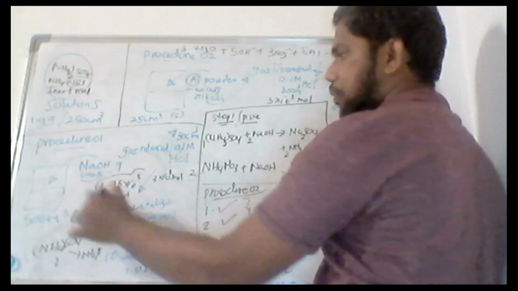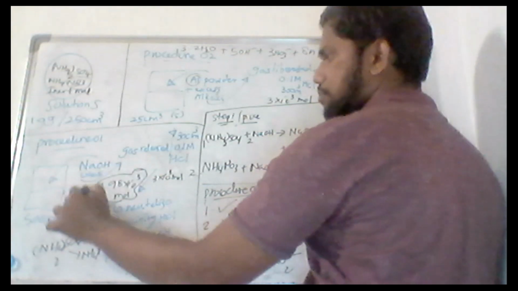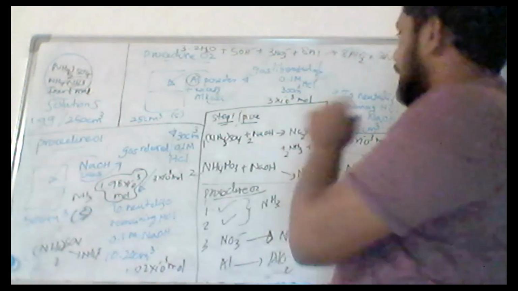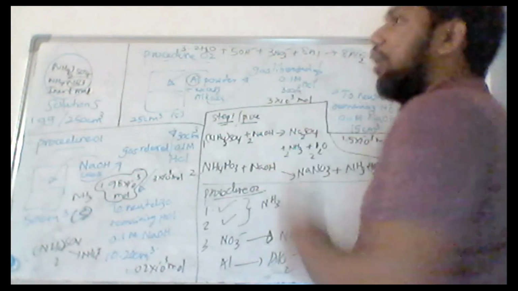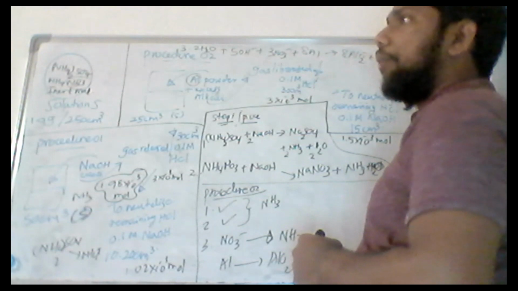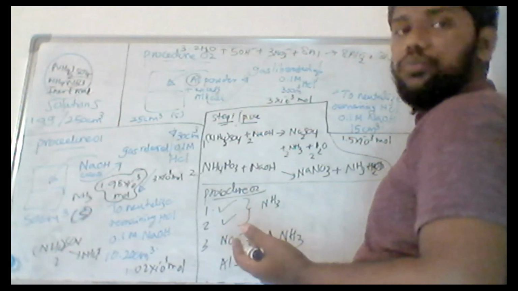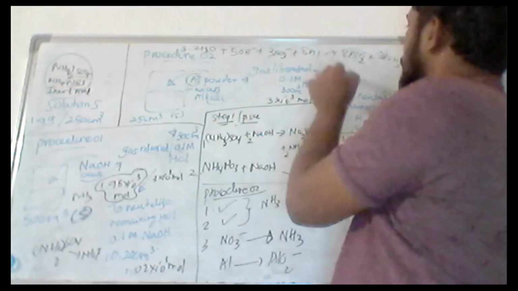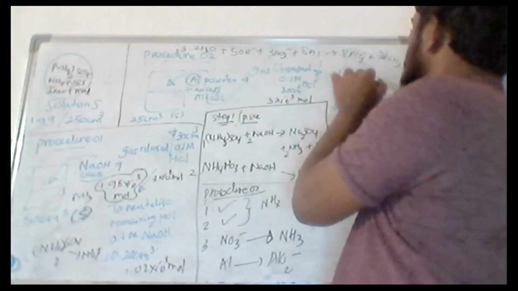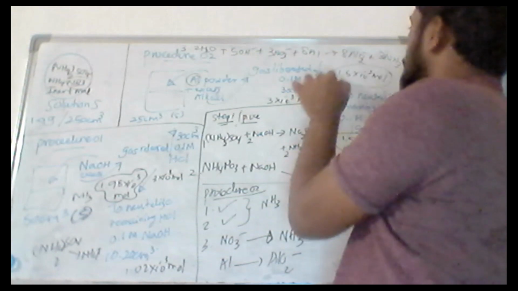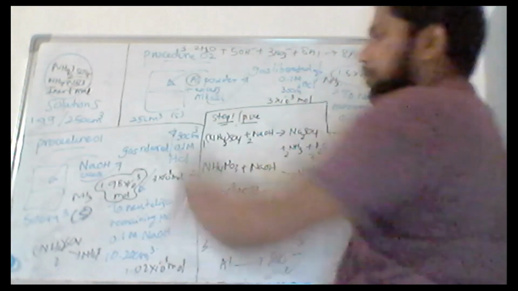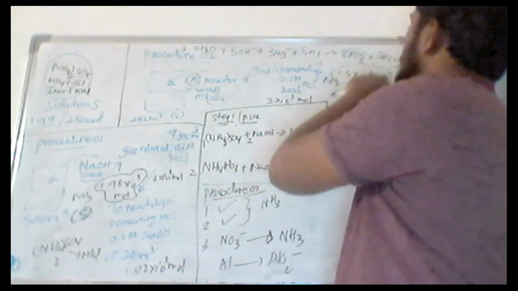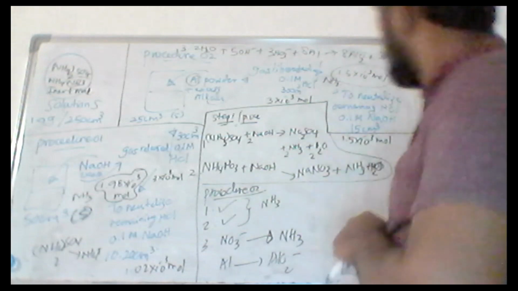So this is the ammonia from procedure 1, 1.98 into 10 to the power minus 3. And here the difference will give you the amount of ammonia released from procedure 2. Okay, so this is procedure 1 and this is procedure 2. And here it will be 1.5 into 10 to the power minus 3 moles ammonia. So you know the amount of ammonia that is released from procedure 1 is this, and procedure 2 is this, right? If I am correct.